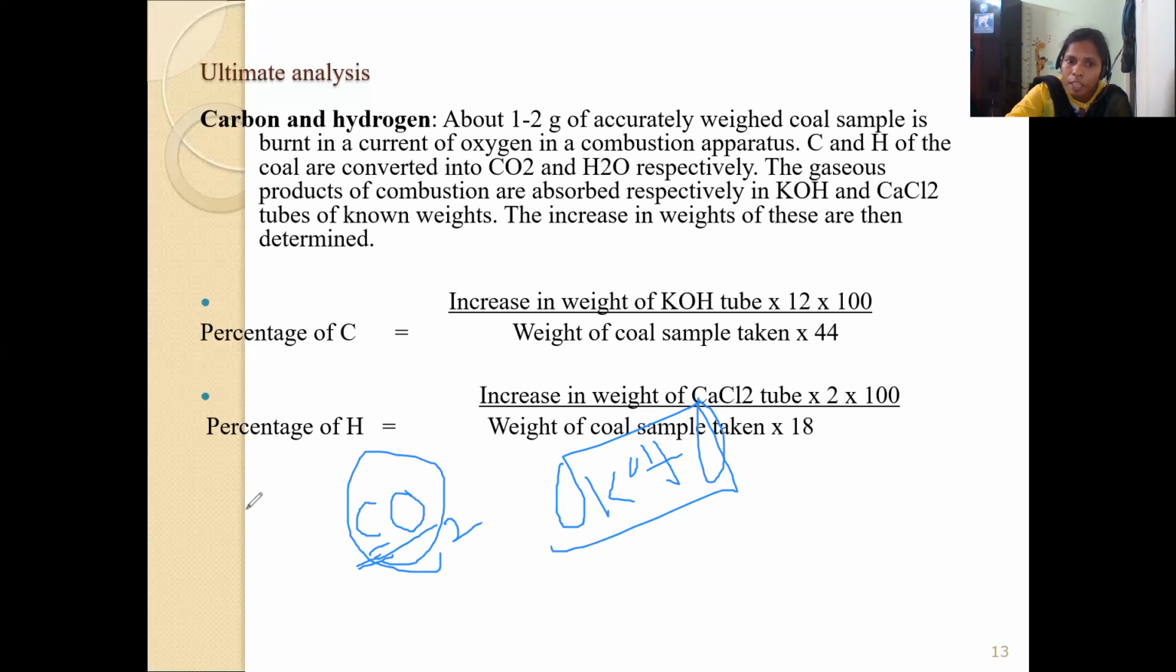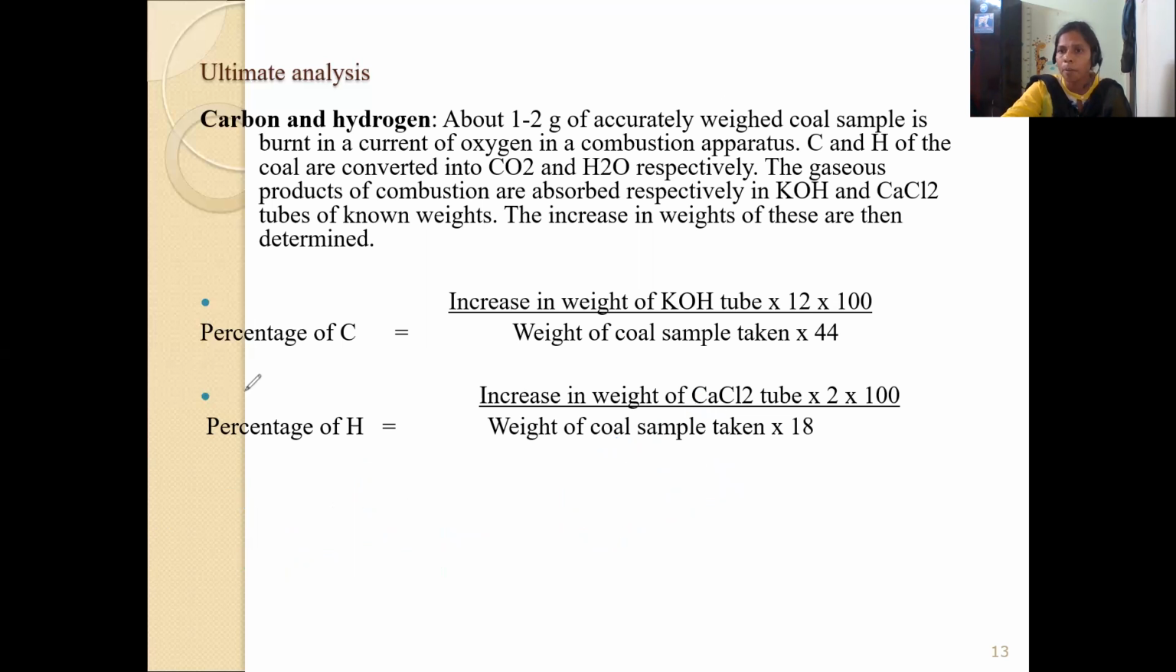What is the carbon atomic mass? 12. Carbon dioxide atomic mass is 44, into 100, where 100 is for percentage. This is about the percentage of carbon.